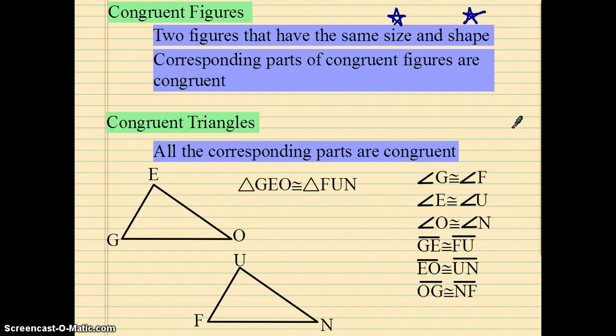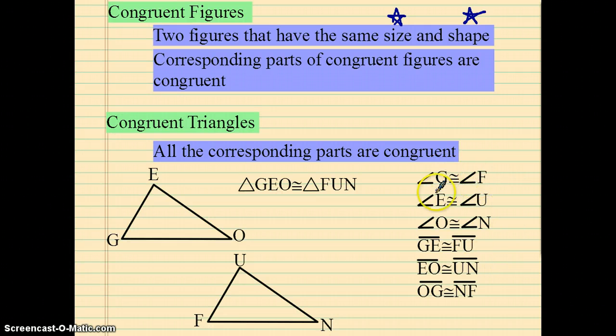And the important part about congruent figures is that corresponding parts of congruent figures are congruent. Okay, and we'll talk about what the corresponding parts are in a moment. But this is what we're going to focus on in these next few chapters, are congruent figures and primarily congruent triangles. So let's take a look at congruent triangles. All the corresponding parts of congruent triangles are congruent.